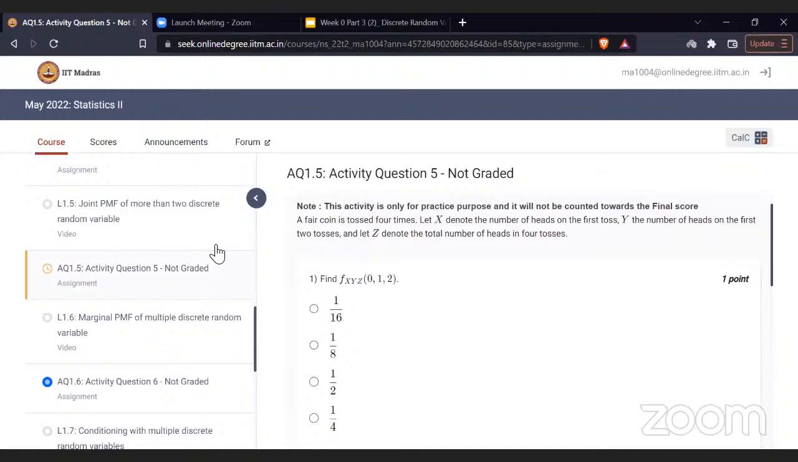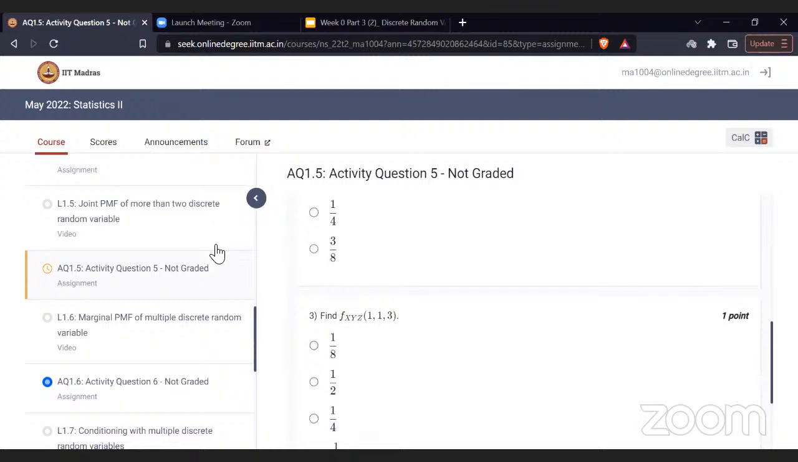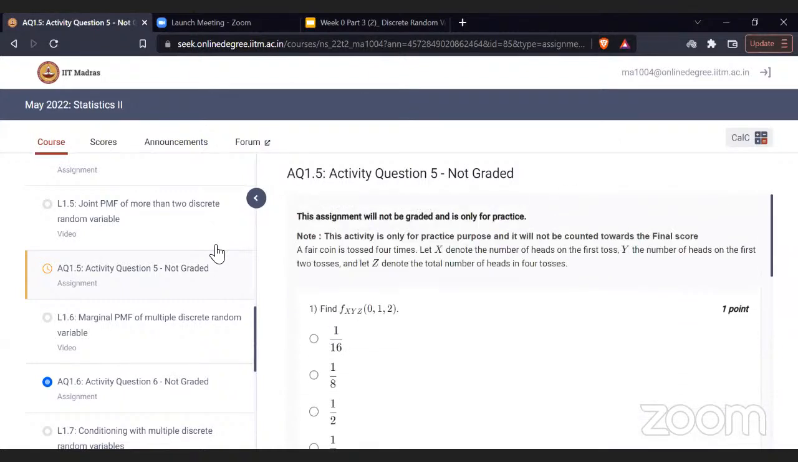So my point is, now I have to draw the table and then find this joint PMF, joint probability, or can I draw it directly?